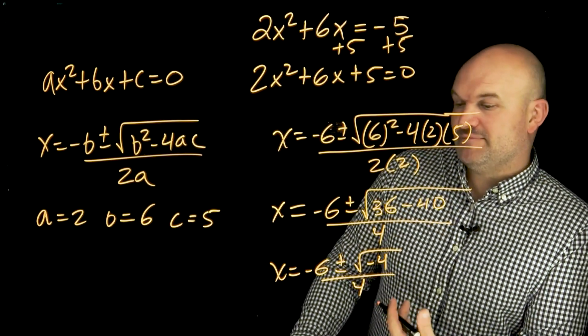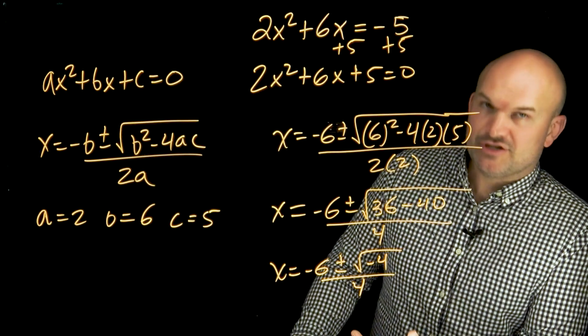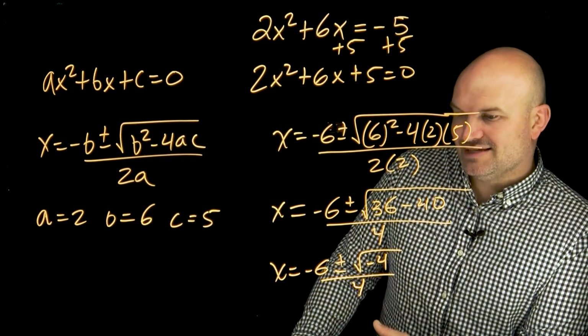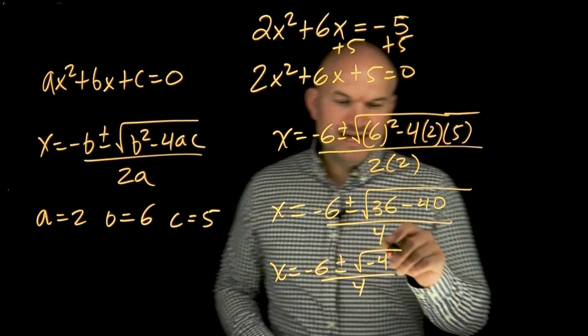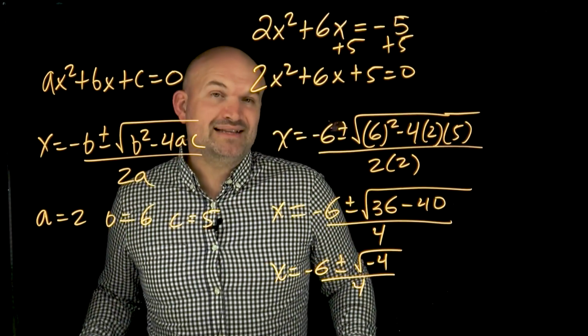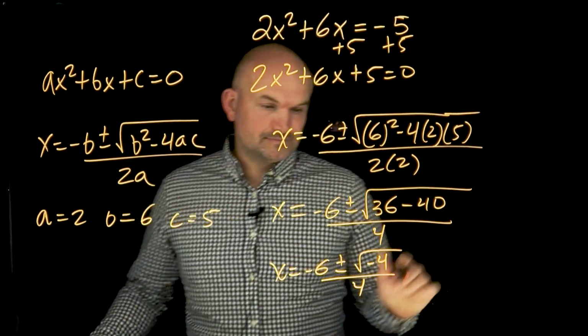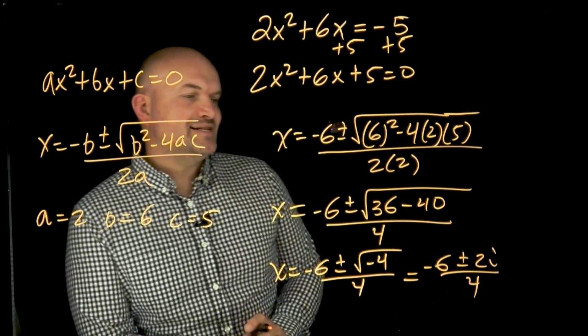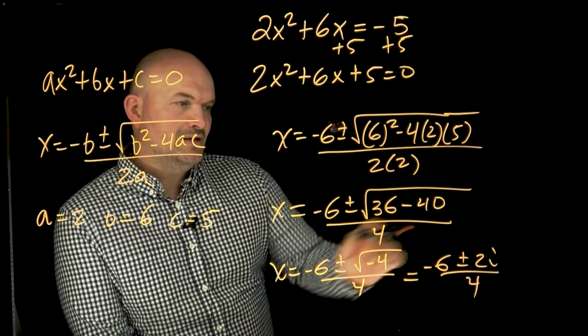However, if you have been taught the imaginary numbers and you're familiar with the complex numbers, then we can actually further simplify this, right? I can take the square root of negative 4 using our imaginary number system and rewrite that as 2i. Now we recognize that we have negative 6 plus or minus 2i divided by 4.